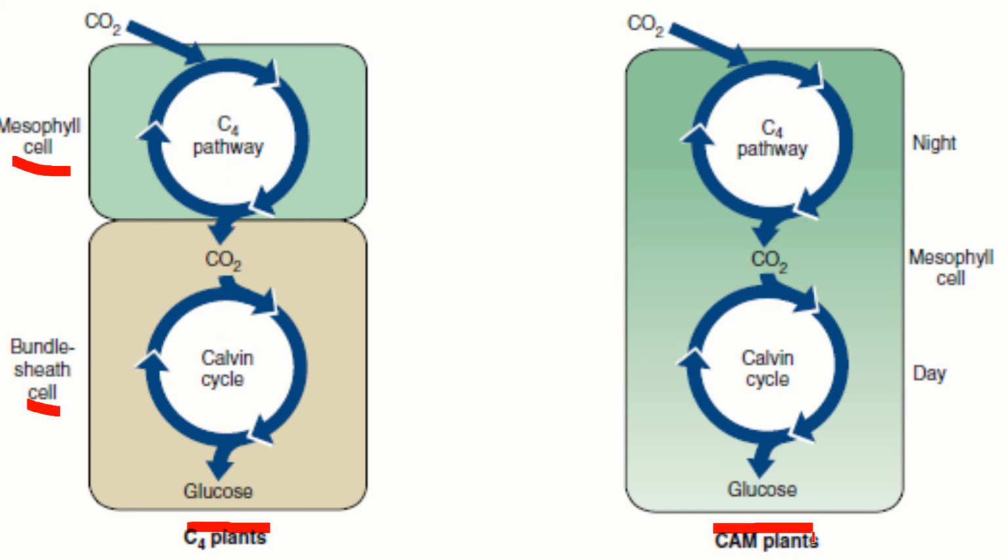And in CAM plants, there is a C4 pathway and there is a C3 pathway, and the C4 pathway is taking place during night time, and the C3 pathway is taking place during daytime, but both the pathways are taking place in the same cell. While in C4 plants, these are taking place in different cells. So that is the difference.